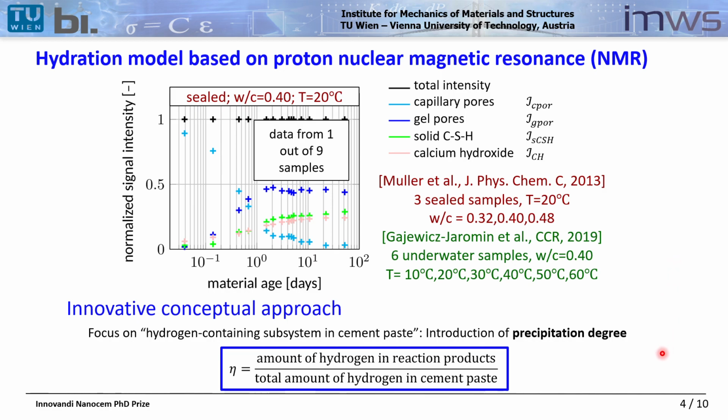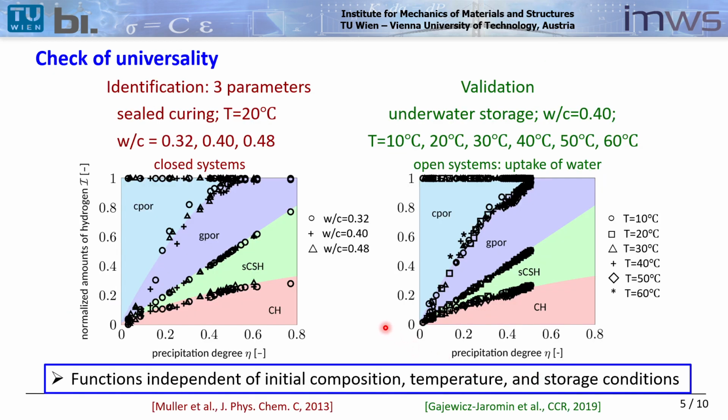This led to the introduction of the precipitation degree, which is quantified as the amount of hydrogen in the reaction products divided by the total amount of hydrogen in cement paste. 3 samples, cured under sealed conditions with different water to cement mass ratios, were used to calculate the 3 parameters which define the evolution of these populations as a function of the precipitation degree.